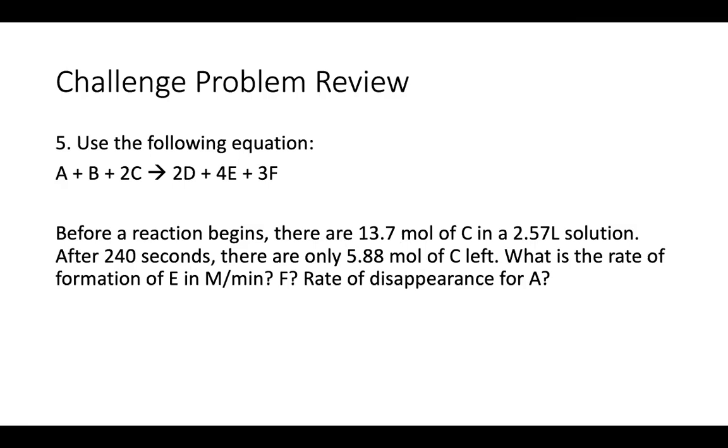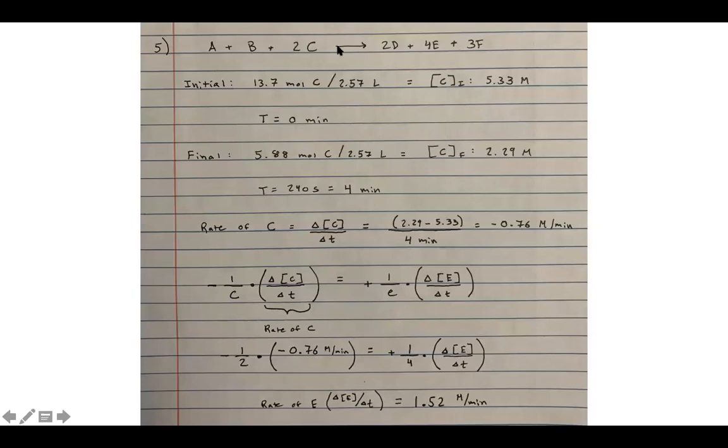Okay, and so this problem they're asking about E, F, and A, but they give you information about C. Okay, so whenever they give you information about some reactant or product, and then they ask for the rate of a different reactant or product, you're going to use your relative rate formulas. Okay. So I started out just by writing my formula that was given, and then they gave us moles of C, right? But when we talk about rates, the numerator is changed in concentration, okay? And so I'm going to convert from moles of C to my concentration of C by dividing by my volume.